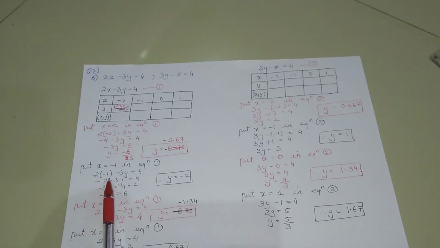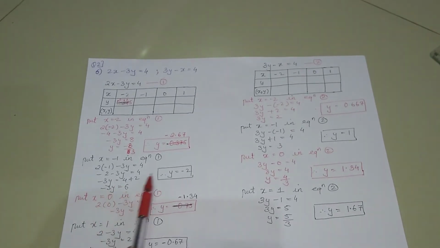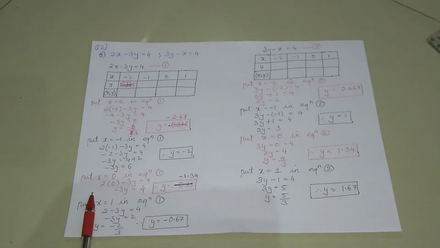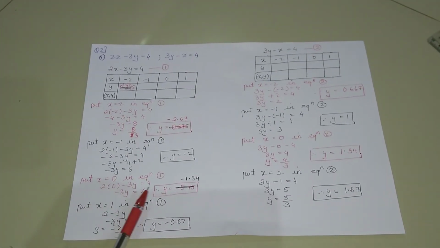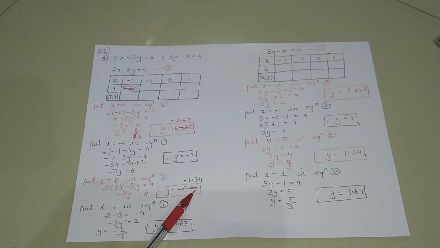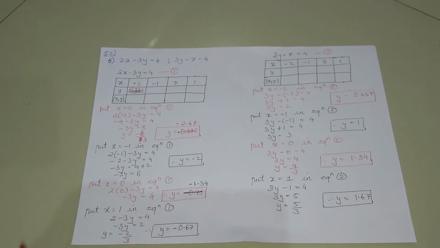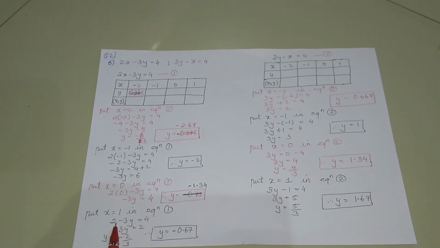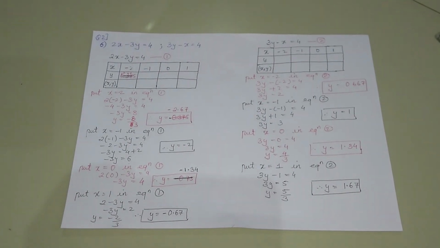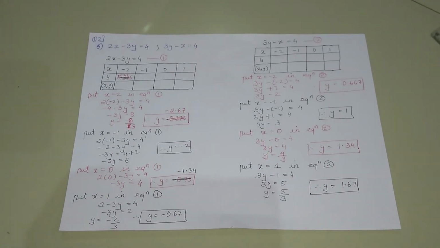Similarly, when we substitute the value of x equals minus 1 in equation 1, we get the value of y as minus 2. Similarly, when we substitute the value of x equals 0 in equation 1, we get y equal to minus 1.3333, so that we can write as minus 1.34. That's not an issue, and this minus sign will come as it is. Now we'll put x equals 1, so we get the y value as minus 2 by 3. By solving this we get minus 0.6666, but we can round it to minus 0.67.